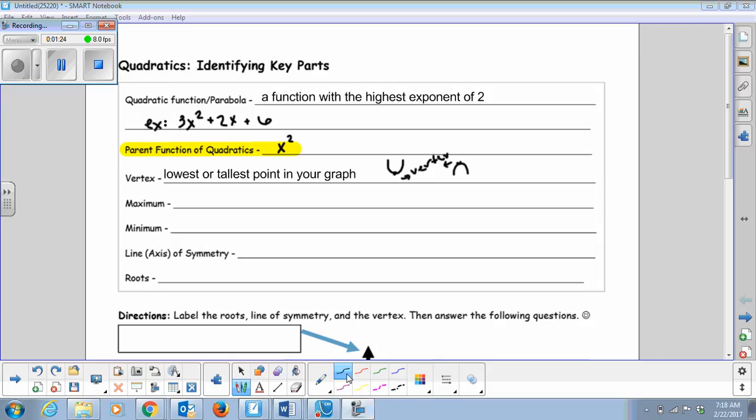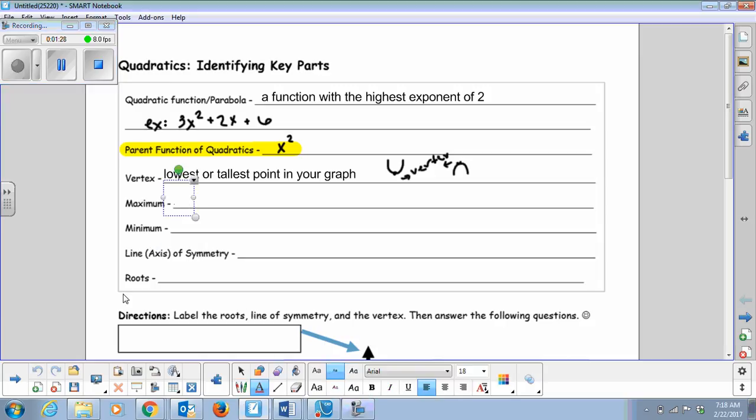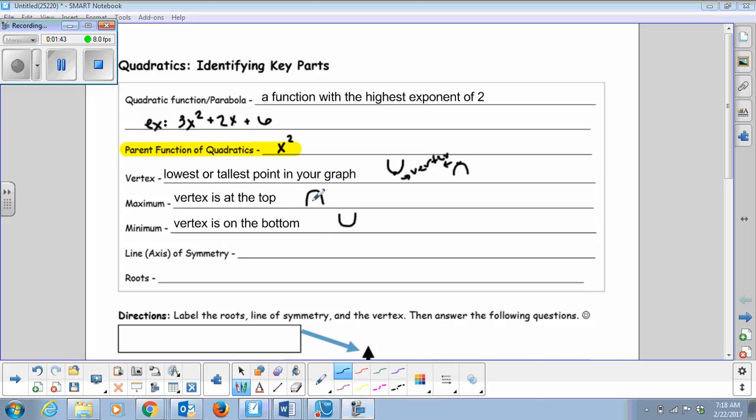And I've already sort of touched on it, but maximum is when your vertex is at the top. A minimum is opposite, so that's when your vertex is on the bottom. Okay, and that would be what those graphs look like. So I usually ask, like, is it a mountain or a bowl? And that's what I'm referring to, so the maximum or minimum.